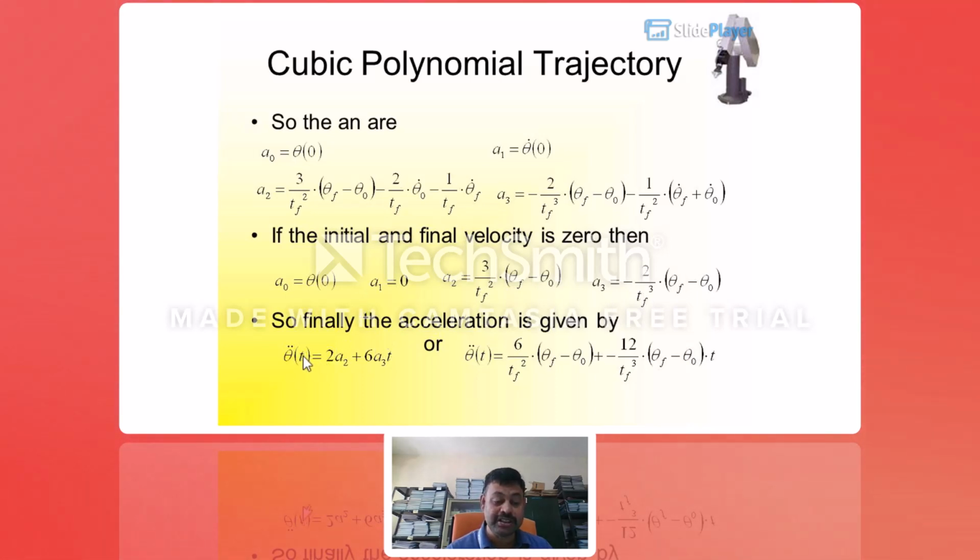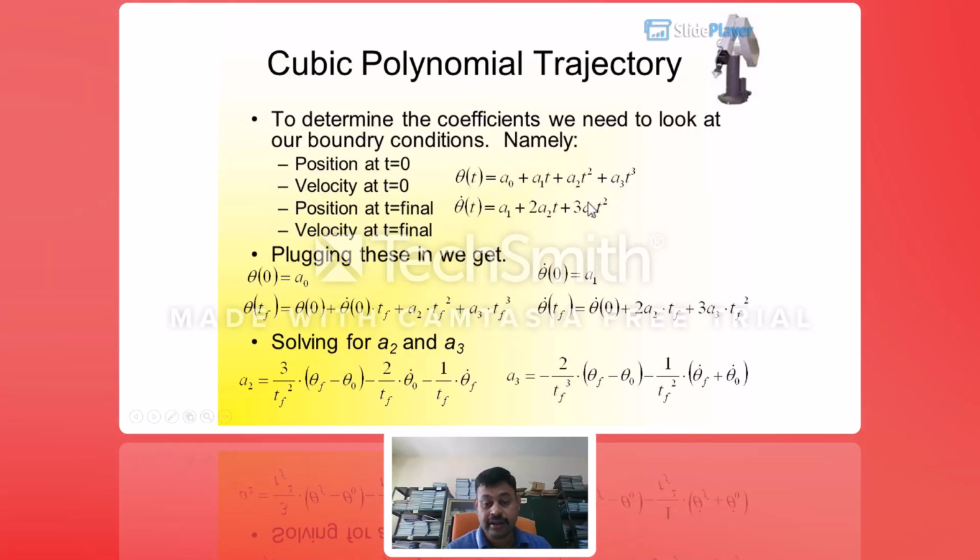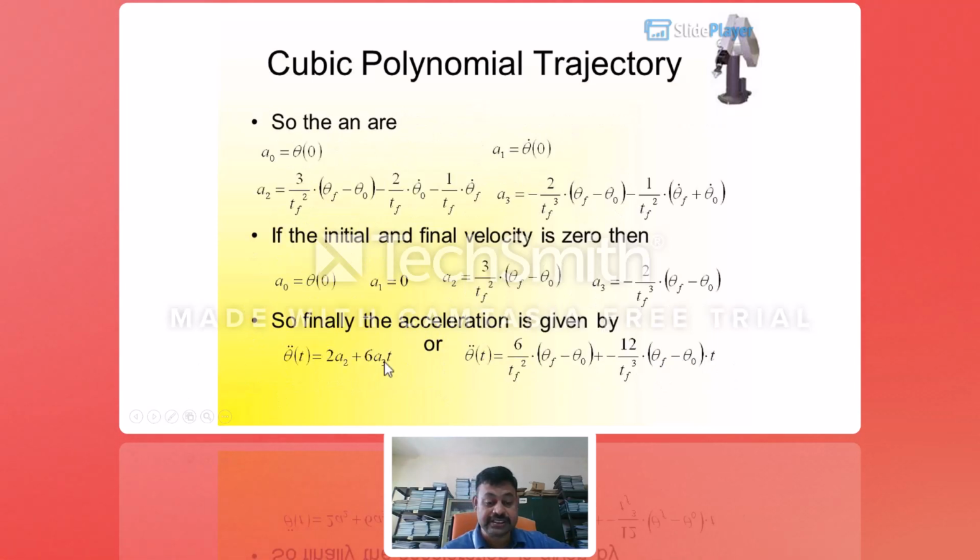So finally, the acceleration is given. Acceleration means theta double dot of t, 2 a2 plus 6 a3 t. Here you just put a differentiation of this. This becomes 0. Here you will get 2 a2 and here 6 a3 t. So that's what they are discussing here, 6 a3 t. So finally, if you substitute your values, you will get it like this. So this is the acceleration.